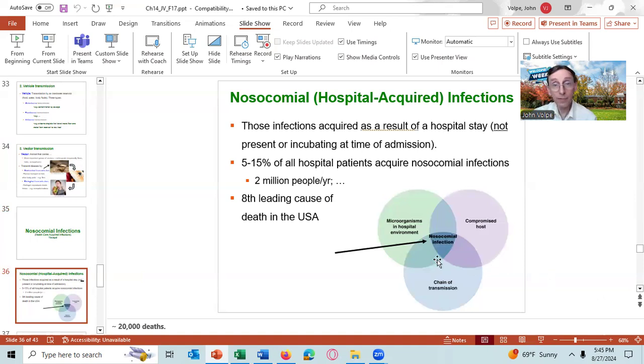Nosocomial infections are hospital-acquired infections that are acquired from the result of a hospital stay. The disease-carrying organism was not present or incubated at the time of admission. The patient only gets it from being in the hospital or healthcare facility. It's estimated that 5 to 15% of all hospital patients in the United States acquire a nosocomial infection each year. This is 2 million people per year, or 20,000 deaths alone each year in the United States, getting a nosocomial infection. It used to be the 8th leading cause of death in the United States. It may be bumped to the 9th leading cause now that COVID-19 is around. I haven't looked that up. Any question about any of that?